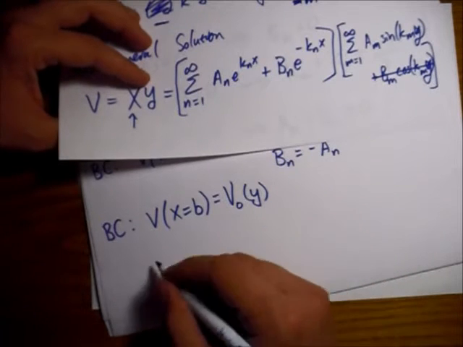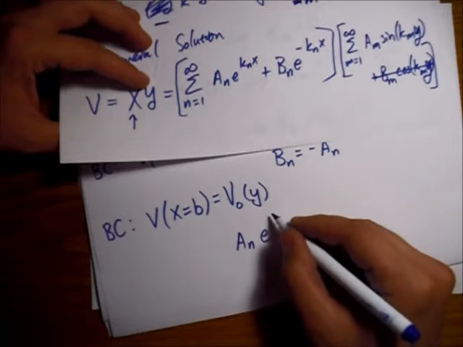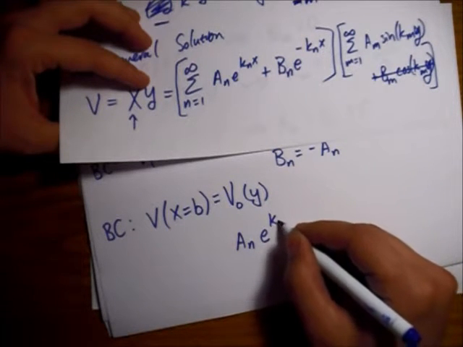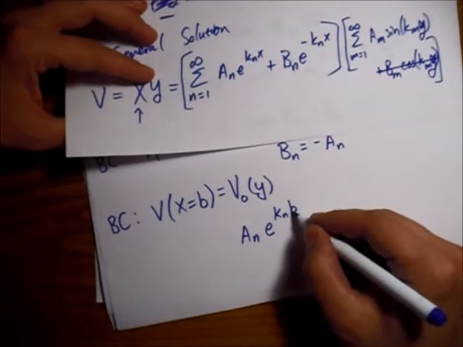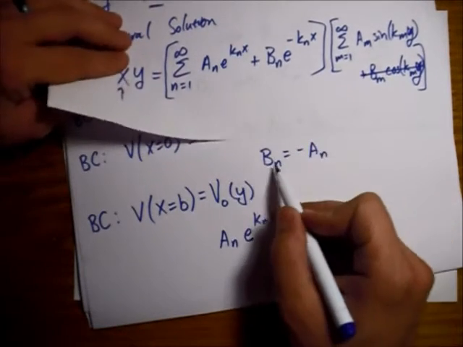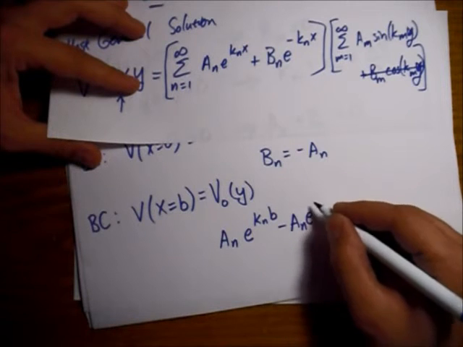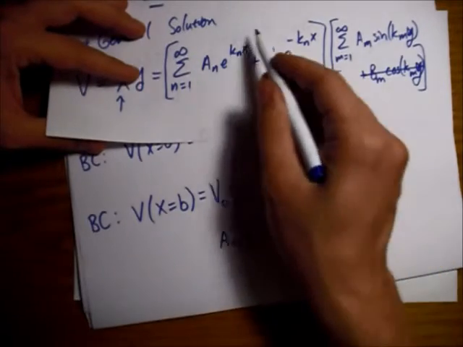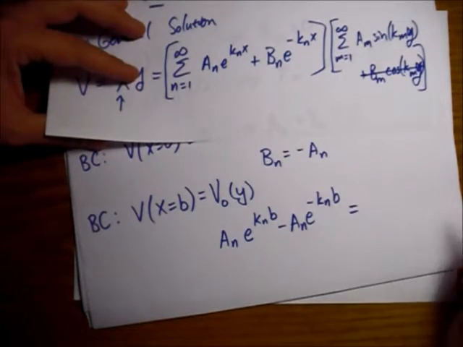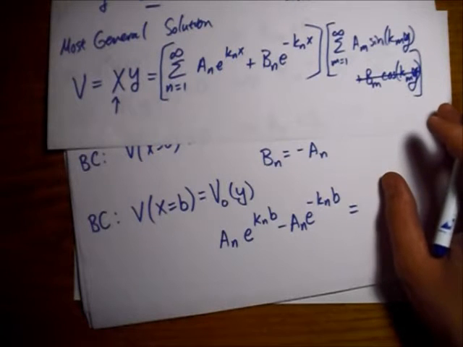Yeah, let's write out a few more steps for this boundary condition. So we have an a sub n, e to the k sub n, and then for x, we're putting in b, right? And then for b sub n, we're putting in minus a sub n, what we found already. E to the minus k sub n b. And this is equal to v naught sub y. Is that correct?